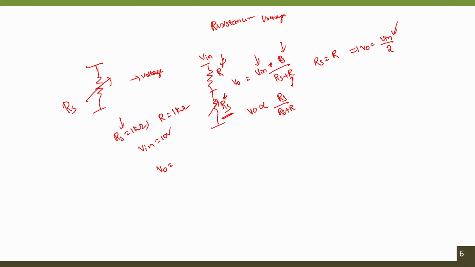So 1.1 kilo, 1.2 kilo. So the change is 100 ohms, 200 ohms, but the base resistance will also be added into your change. So that base resistance is nothing but 1 kilo. So the total V naught will be Vin by 2. That means the output voltage will start from 5 volts to 10 volts.